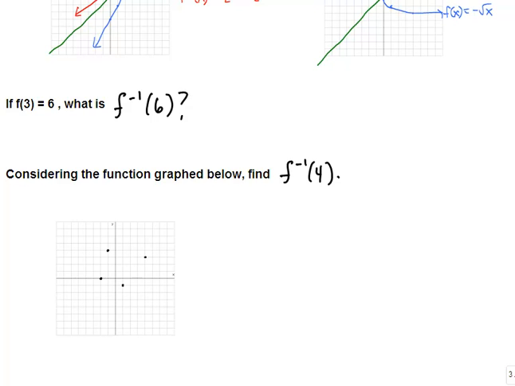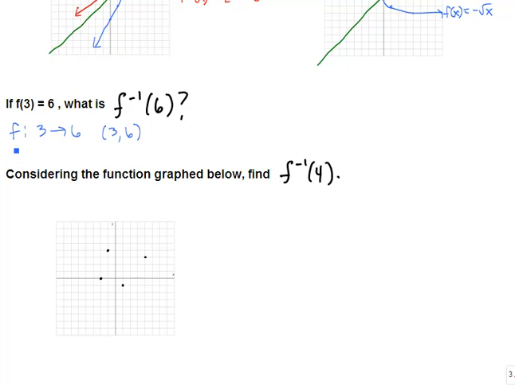So in the next example here, we have this new function f, and the only thing we know about f is that f of 3 is equal to 6. What we want to know is what then must f inverse of 6 equal. So think about this function notation. If we know that f of 3 is 6, then that means that f takes 3 and sends it to 6. Or in other words, the ordered pair 3, 6 is on the graph of f.